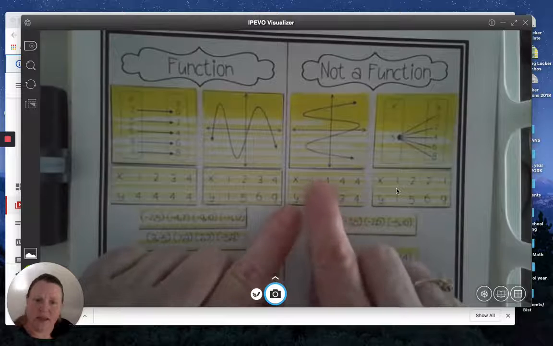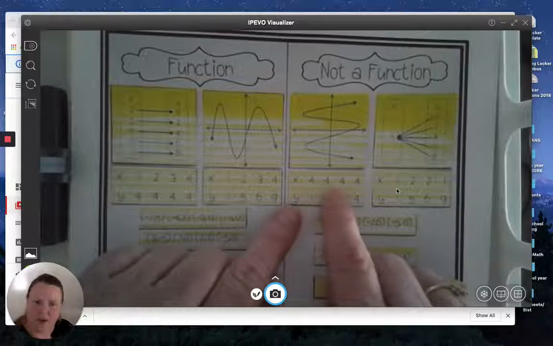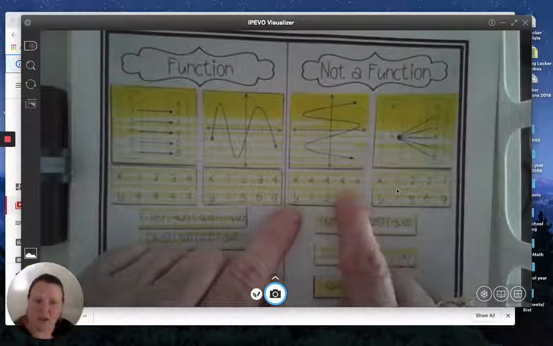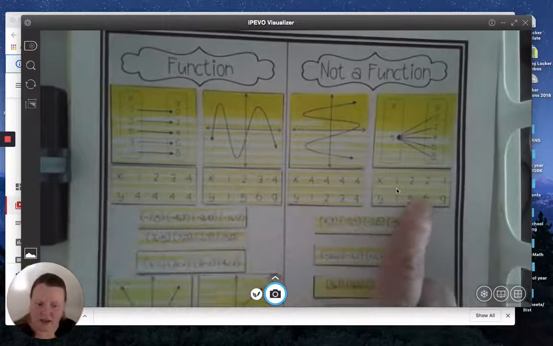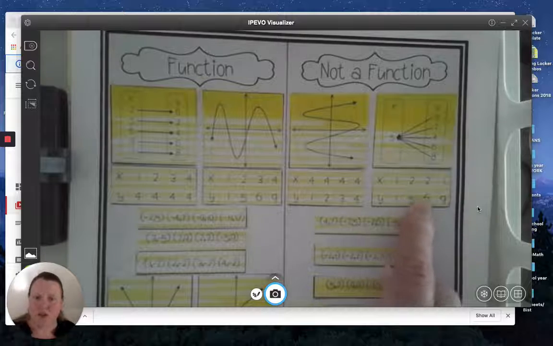However, if the repeated number is in the x category, then it is not a function. Or even if there's just one repeated x, that is not considered a function.